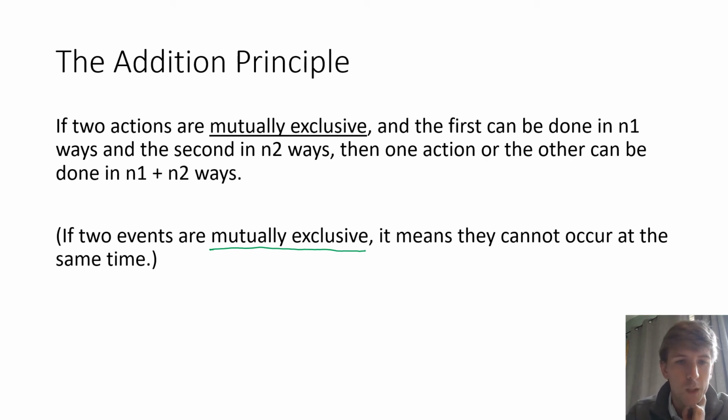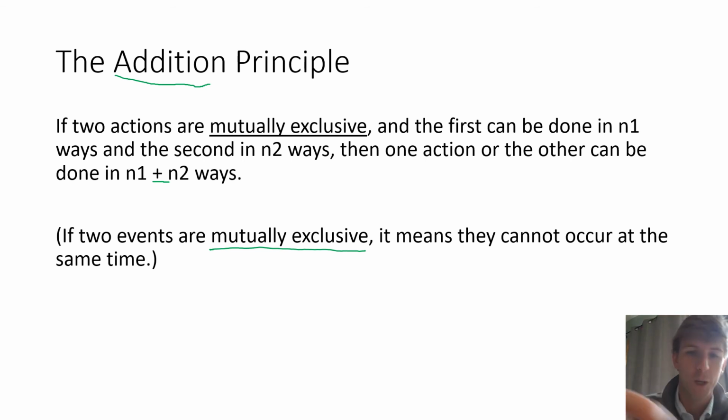If these 2 actions are mutually exclusive, and the first can be done in n1 ways and the second in n2 ways, then one action or the other can be done in n1 plus n2 ways. So with the addition principle, we have some addition going on. It will make more sense when I show you an example here. But the important thing is that mutually exclusive is key here. We can't have any overlap.